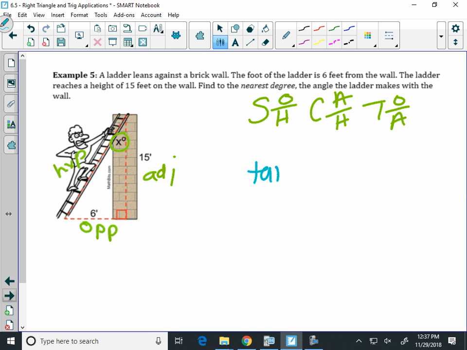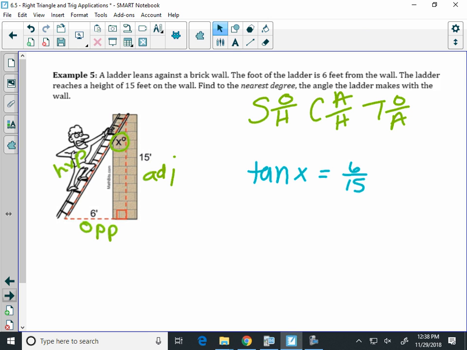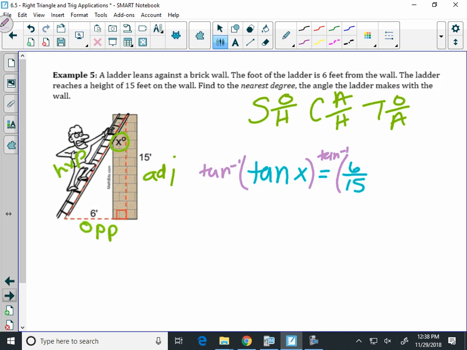That's the info they gave us. So we're using tangent. We're going to say tangent of our angle, which is x, is equal to opposite over adjacent, so 6 over 15. So then ask yourself, is x up high, down low, or the angle? It's the angle. So we use the inverse. Essentially what we're doing is taking the inverse of tangent on both sides. That cancels it out, and we're left with x. And this is what you're typing into your calculator.